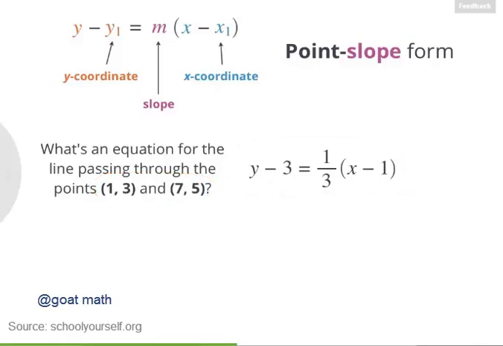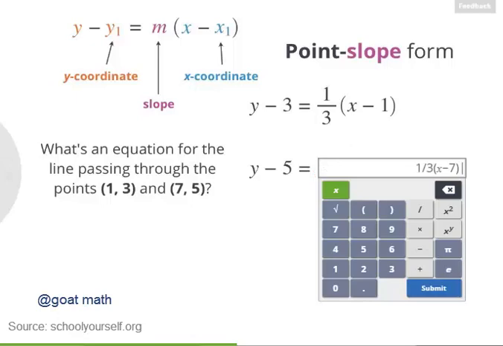But hold on a second. Why did we plug these coordinates into our equation? Couldn't we have plugged in these coordinates for x1 and y1? Then the left side of our equation would be y minus 5. And what's the right side for this new equation?